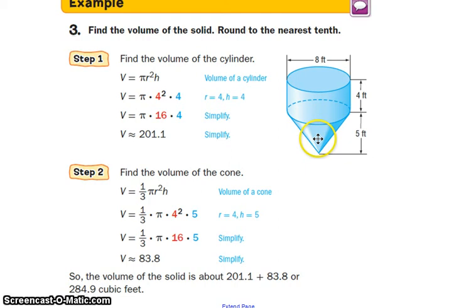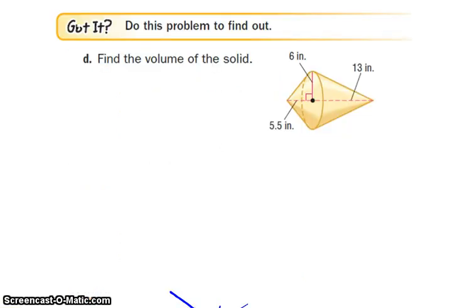Then they work on the cone. So if you look over here, here's how they find the volume of the cone. 1/3 pi r squared. The radius is 4, so we square 4. The height of the cone is 5. So you get your total volume of the cone is 83.8. So what they do then is they add the volume of the cylinder, add the volume of the cone, and they get a total of 284.9 cubic feet.